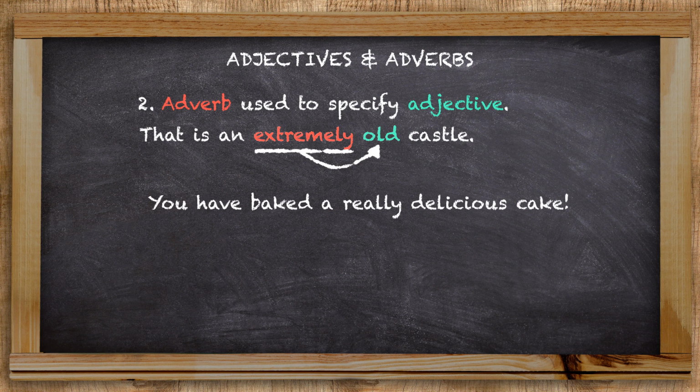Another example is you have baked a really delicious cake. The word delicious says something about the noun cake, making it an adjective. This adjective is further specified using the adverb really. The person uttering this sentence wanted to emphasize how delicious this cake was, as the adjective delicious on its own probably did not cover it completely.